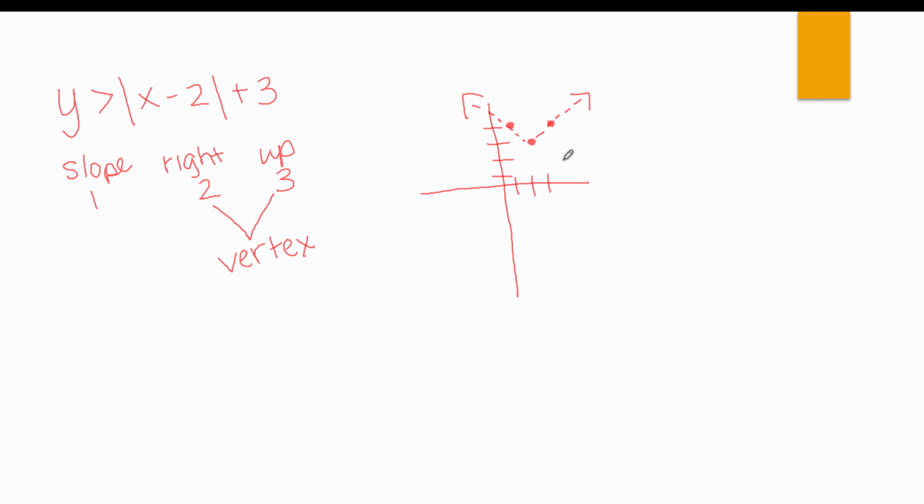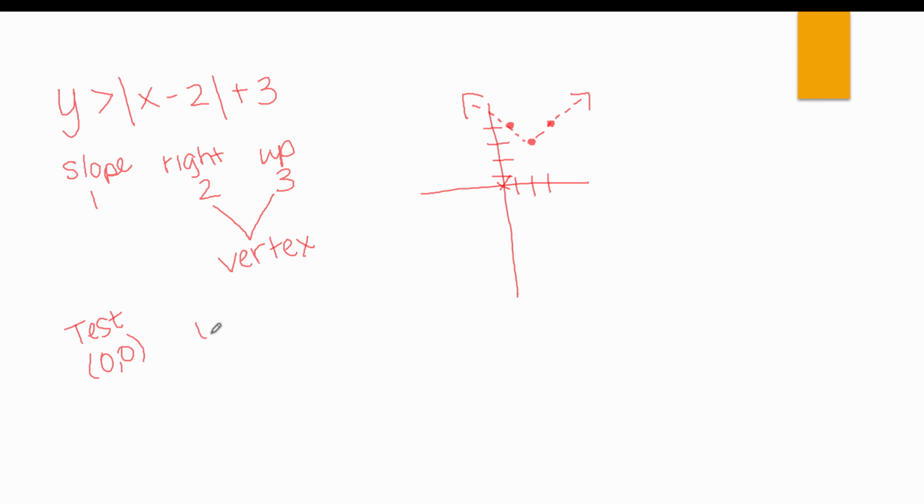Okay, last thing I need to do is my shading. Okay, again, I'm going to pick 0, 0. The only time you can't pick 0, 0 is if your function is lying on the 0, 0. Since our function is away from it, we don't have to worry about that and can choose 0, 0. So I'm going to test 0, 0.